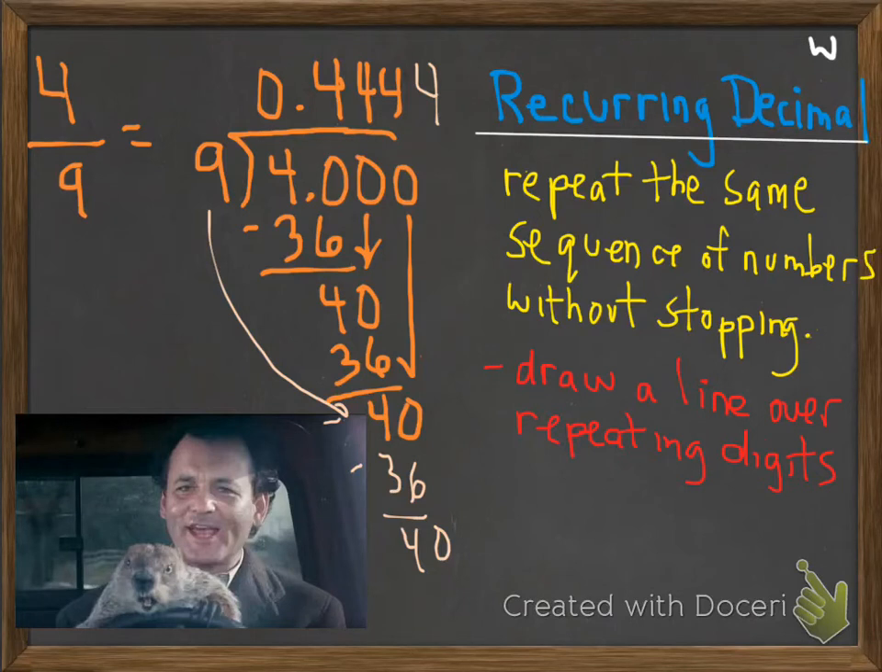Okay, this red sentence is important. You don't have to keep repeating the 4s. Once you notice the pattern, you can just simply draw a line over the digit that repeats. So 4/9 just looks like that as a decimal, 0.4 repeating. Just make sure you draw the line over the 4.